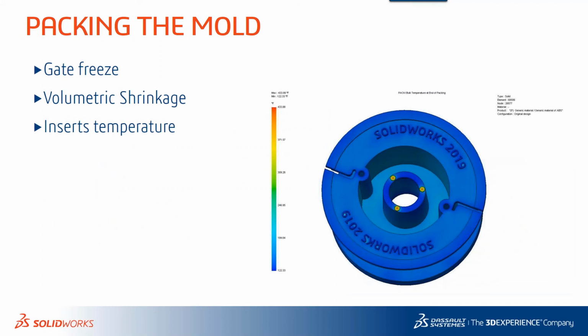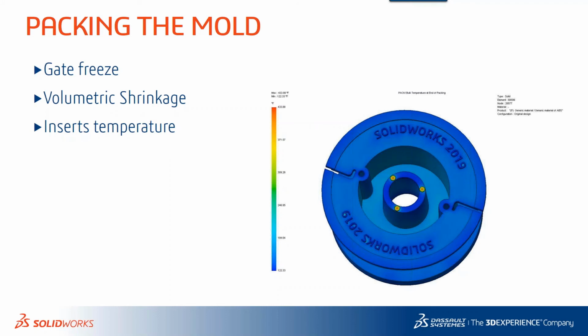Once we are done with filling, we will certainly run the pack analysis. So at this stage, the plastic is going from that liquid to solid. So that's why we're calling it the packing phase. A few things that we can identify during that stage are things like gate freezing, volumetric shrinkage, and insert temperature. Again, this is a very important step, because of that volumetric shrinkage.